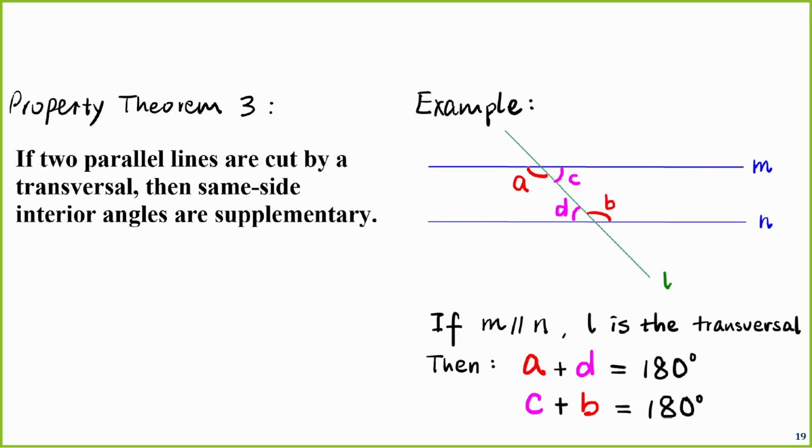Okay, theorem 3. If two parallel lines are cut by a transversal, then same side interior angles are supplementary. Supplementary means the sum of these two angles equals 180 degrees, right? So as shown here on the right, if M is parallel to N, L is a transversal, then we have same side angles A plus D equals 180, and C plus B also equals 180, right?